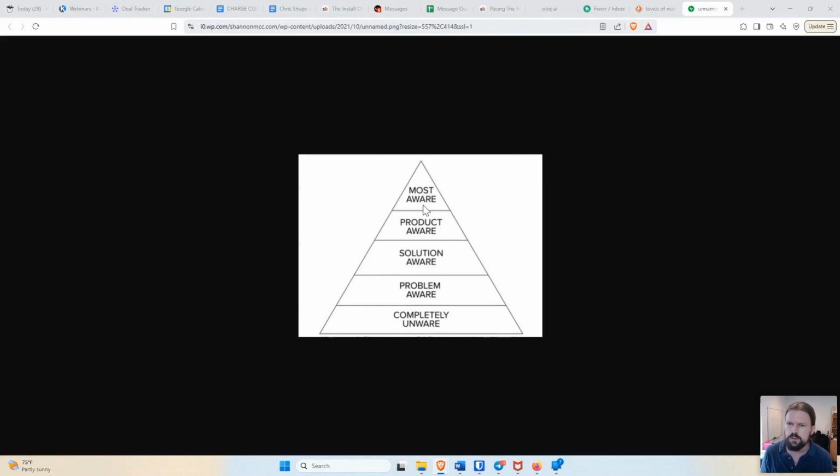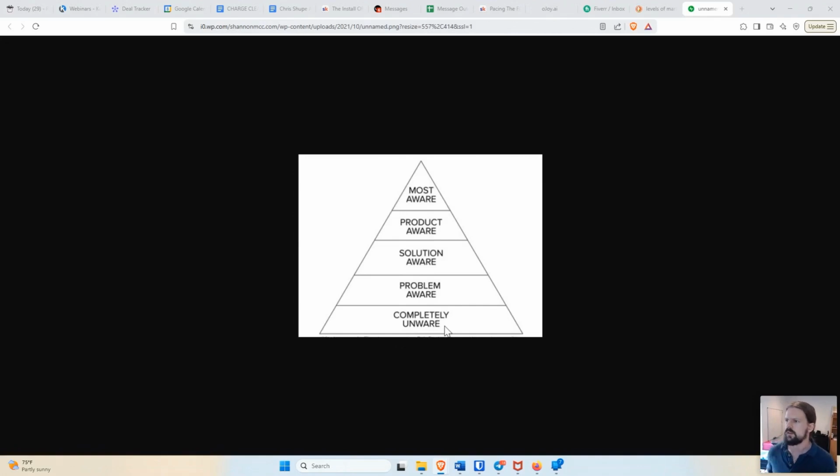So who you want to target is going to depend on who we want to go after on this pyramid. Notice that the more aware they are, the smaller the section is. That means that there's fewer people at that point. So the most aware, there's only going to be a few. The product aware, there's going to be a little bit more. The completely unaware, there's going to be a lot. And this depends on the market. Maybe most people that have messed up teeth probably know they have messed up teeth. So that might not be the case, but there's going to be a lot more problem aware people than product aware people. So think about where your product falls, like what kind of people you want to market to.